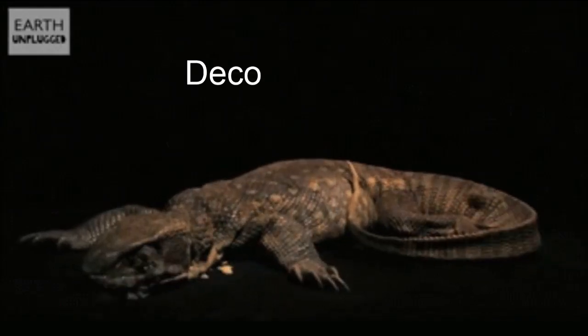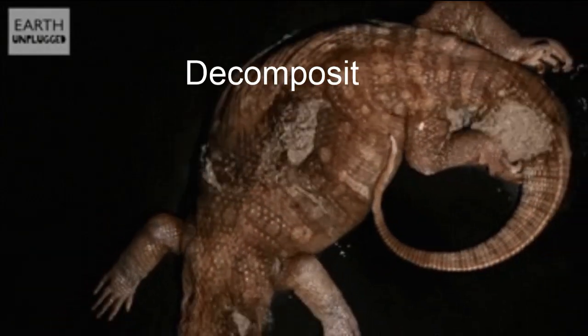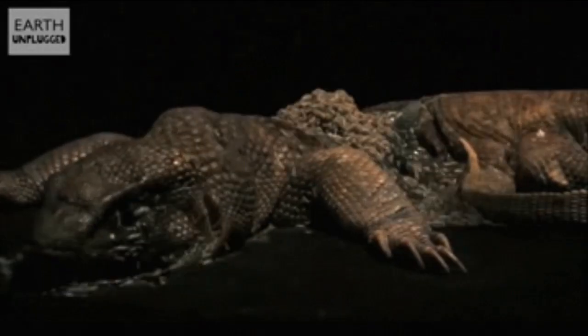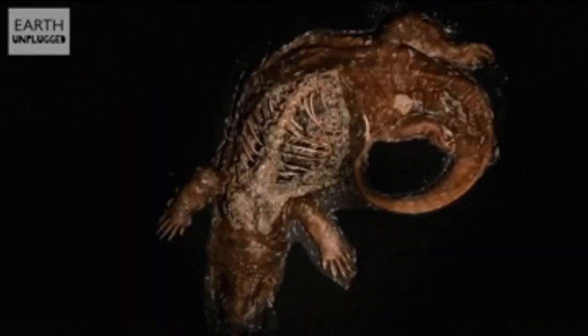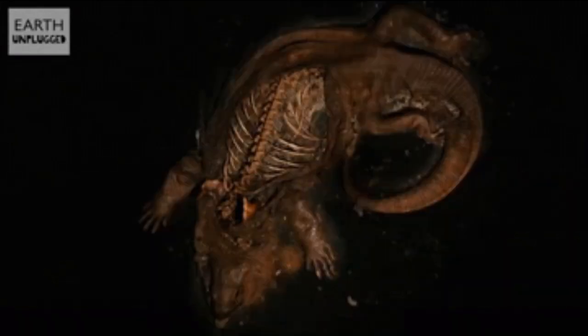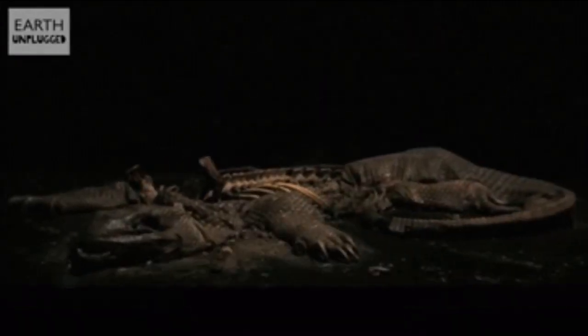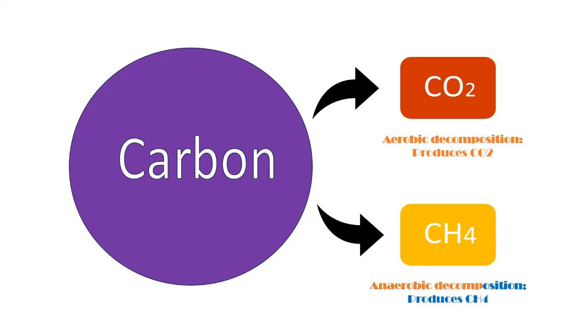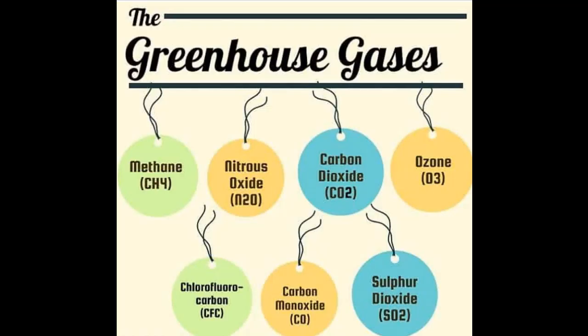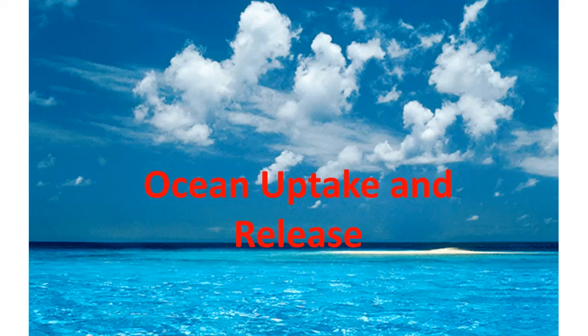Next is decomposition. Dead organisms and organic waste are broken down by decomposers like bacteria and fungi. Carbon in organic matter is converted into carbon dioxide or methane depending on the availability of oxygen. Aerobic decomposition produces CO2, that is carbon dioxide, and anaerobic decomposition produces CH4, that is methane, which is a potent greenhouse gas.